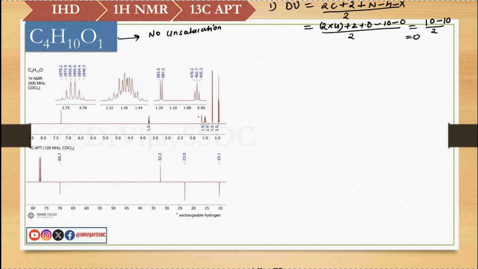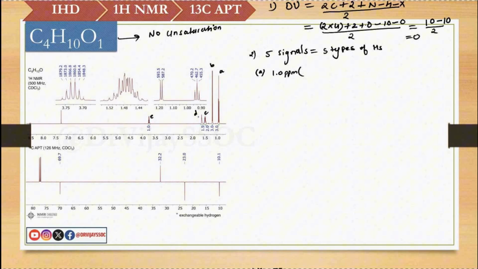So let's see how many types of signals are there. So this is A, this is B, this is C, D, E. So it has 5 signals. It means it has 5 types of hydrogens.